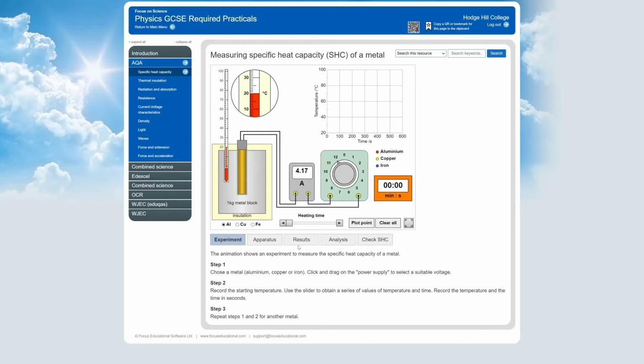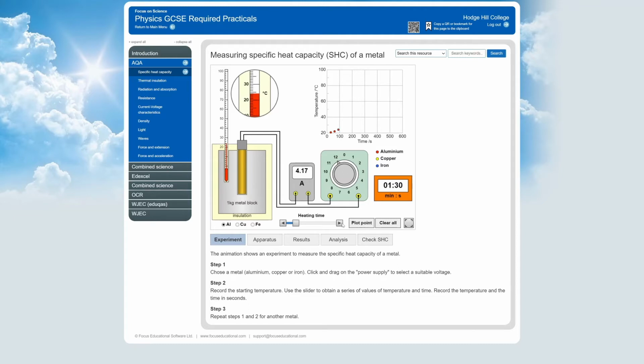So for each experiment, for each block, I'm going to slowly move the heating time across and record in the graph here what's going on with the temperature. Okay, so my first small movement is 30 seconds on the clock. So I'm going to plot that point. So as you can see, it's plotted a point in red for the aluminium block. I'm going to move it to 60 seconds, which is 1 minute. So I'm converting the time in minutes to seconds. I'm going to plot the point.